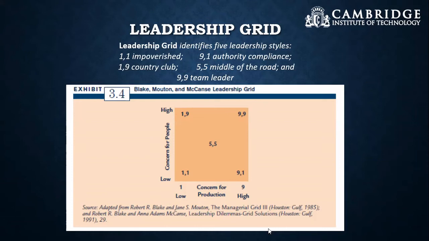The third classification that we have is the country club leader. As the name itself suggests, he has high concern for people and low concern for production or the task. So that's why the name is country club leader, where he wants to have a very good, friendly atmosphere, and doesn't really bother much about the production. Then we have the middle of the road leader who tries to balance both performance through productivity, as well as a good relationship.